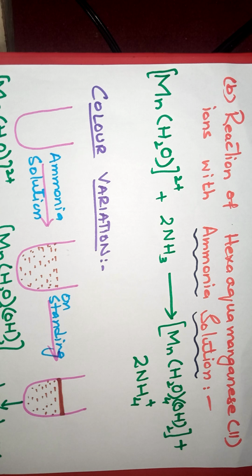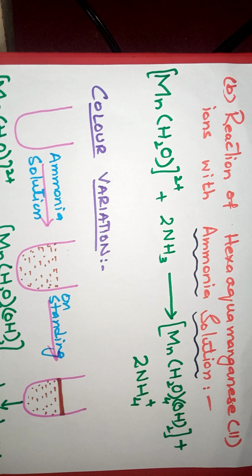The next part of the reaction is the same hexa-aqua manganese 2 ions reacting with ammonia solution. The previous one was the base, and now they are reacting with ammonia solution. Let's discuss the ammonia. Ammonia is a base as well as a ligand. Now we will see whether it is acting as a base or a ligand in this reaction.